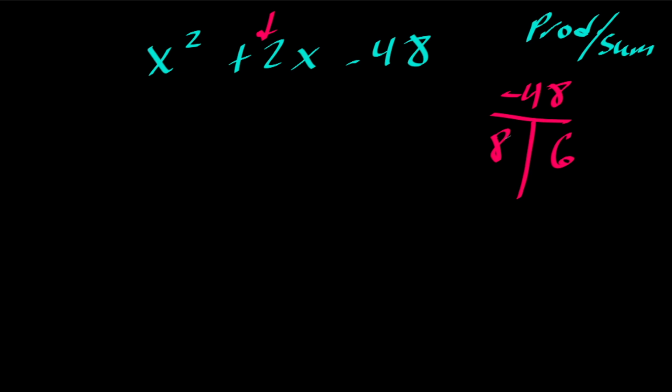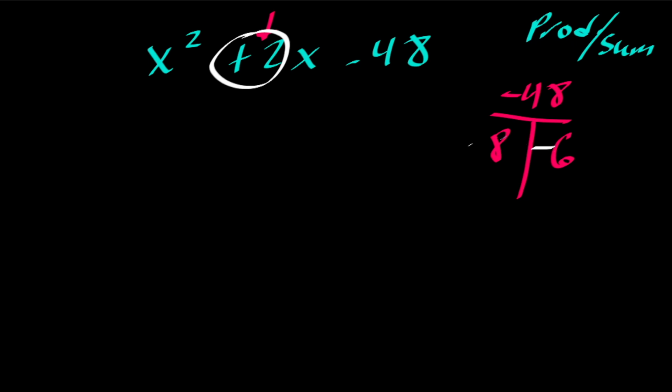But remember, I need one of these signs to be negative, because I can't do 8 times positive 6 to give me a negative 48. So one of these 2 numbers needs to be negative. Let's try to figure out which one it would be. So if I want a positive 2, basically what I'm asking myself is this. Would negative 8 plus 6 give me positive 2? No. Negative 8 plus 6 would give me negative 2, and I don't want that. What I want is 8 minus 6, because that would give me a positive 2.